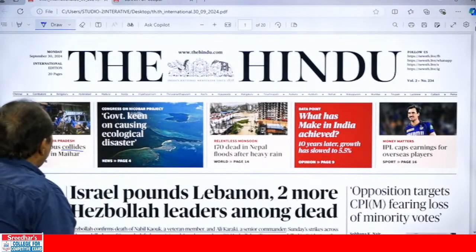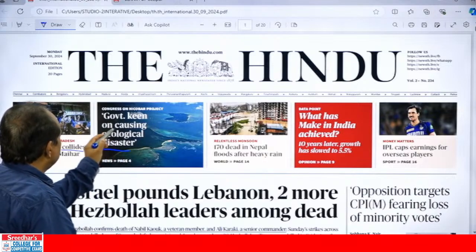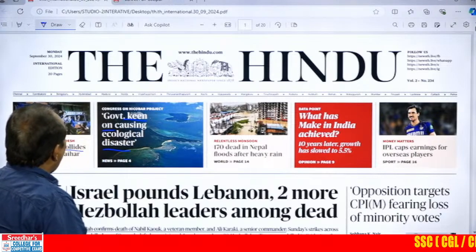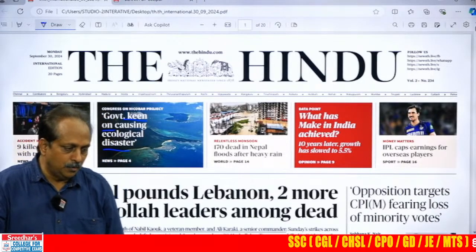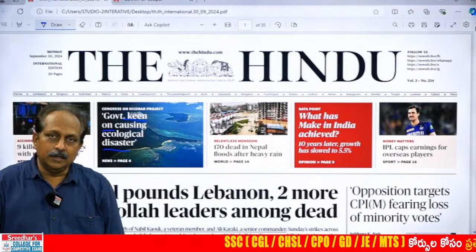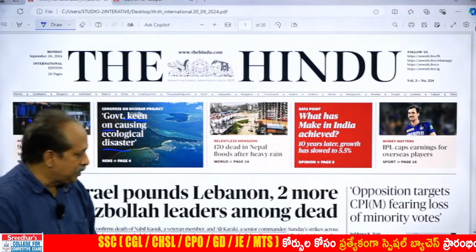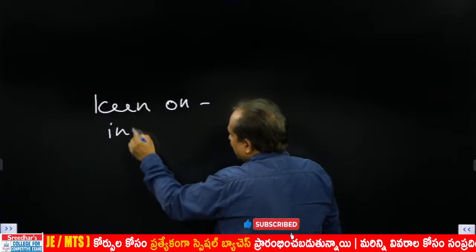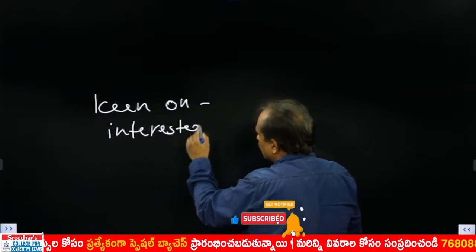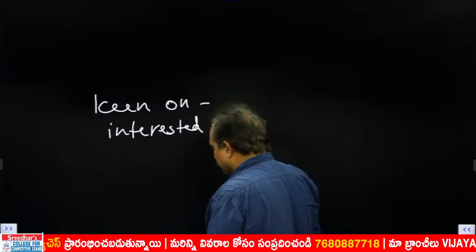The next one we have here, government keen on causing ecological disaster, Congress on Nicobar project. There is one important phrasal verb. What is the phrasal verb that is important over here? Keen on. Keen on means interested in. You are interested in something, keen on something. That's an important expression you have to know.